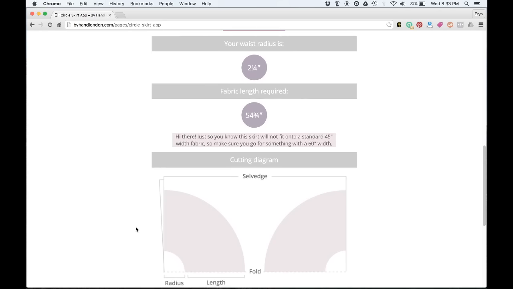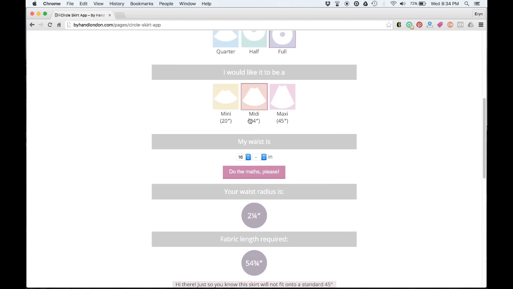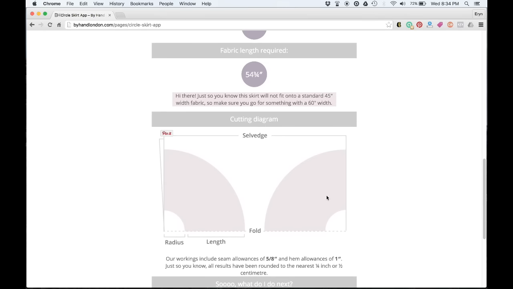So it calculates all of it for you. And this is what we're going to be marking on our fabric. Well, this is what I'm going to be marking on my fabric. You're going to mark whatever your waist radius is per this calculator. Based on my waist radius and a midi length of 24 inches, because that's what I told the calculator, it's telling me that I need about 54, almost 55 inches of fabric. And it's telling me that I'm going to cut 2 panels. Remember, I said we are going to cut 4 panels.